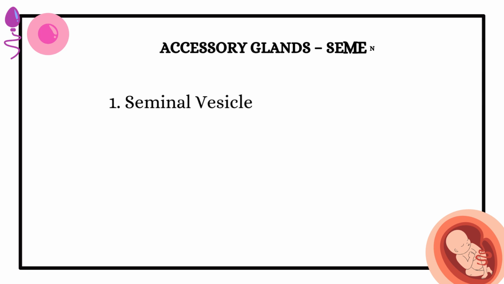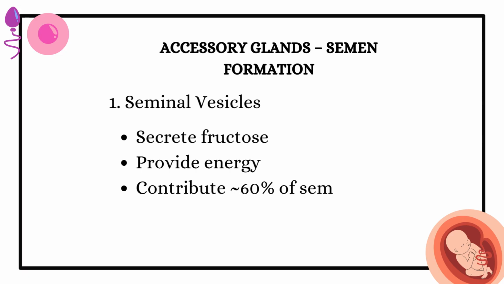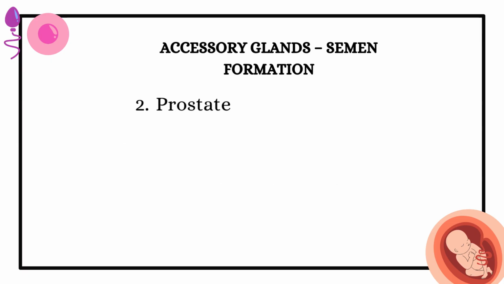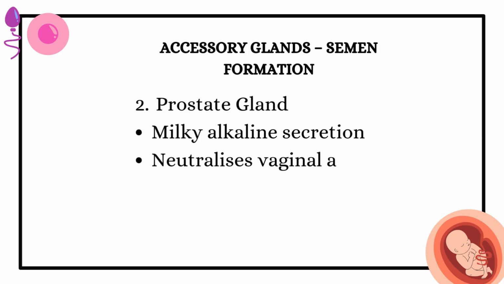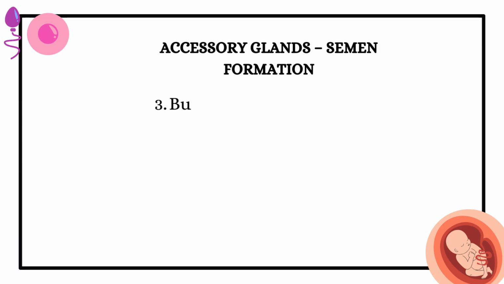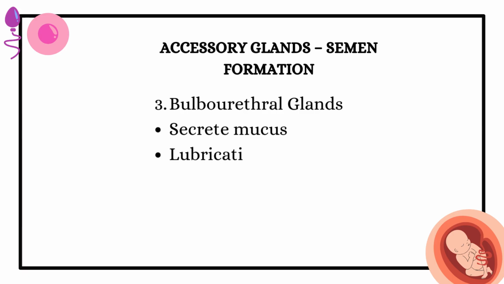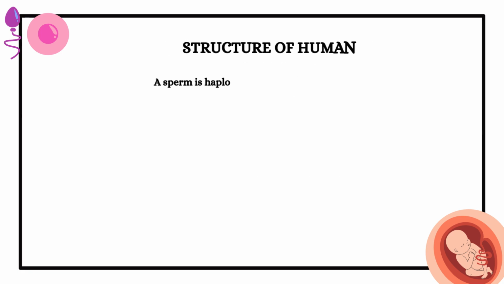Accessory glands. First, seminal vesicle. It secretes fructose, which provides energy and contributes to approximately 60% of semen volume. Prostate gland secretes a milky alkaline secretion that neutralizes vaginal acidity and enhances sperm motility. Third, bulbourethral glands. They secrete mucus which provides lubrication and neutralizes urethral acidity.